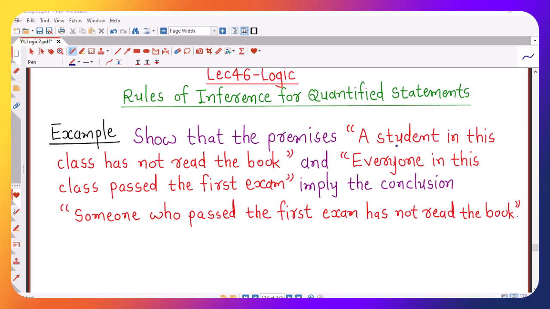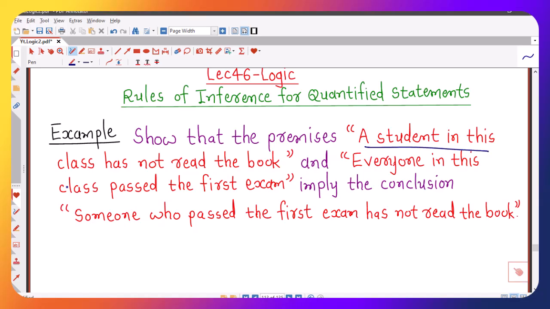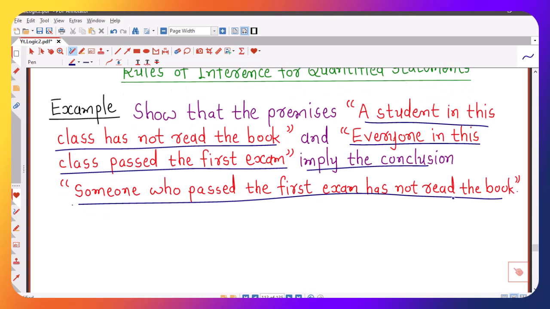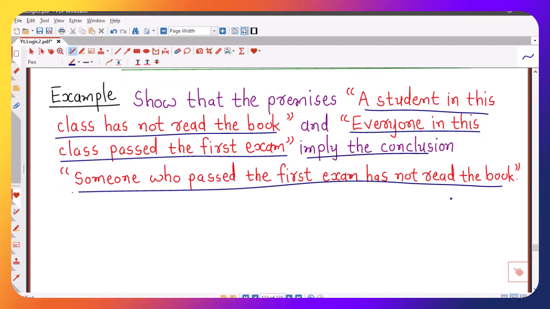Show that the premises "a student in this class has not read the book" and "everyone in this class passed the first exam" imply the conclusion: "someone who passed the first exam has not read the book." So as usual, first we have to consider some notations, and using those notations we will write down premises and conclusion in symbolic form, and then we will apply rules of inference to check whether given premises imply the conclusion or whether the given argument is valid or not.